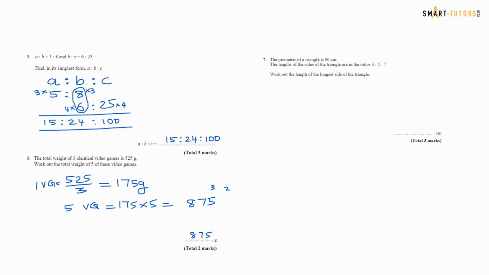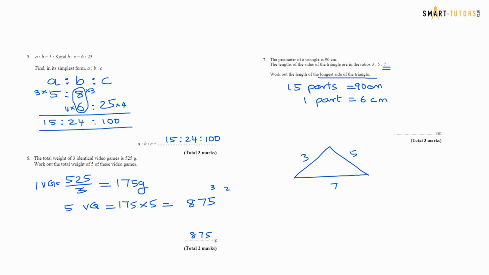Question number 7. The perimeter of the triangle is 90. So a triangle is there. The perimeter means all 3 sides add up to 90. The length ratio is given as 3 portions, 5 portions and 7 portions. So all together 15 portions. 15 parts equal 90 centimeters. And one part, 90 divided by 15, is 6 centimeters. Let me read the question. Work out the length of the longest side.